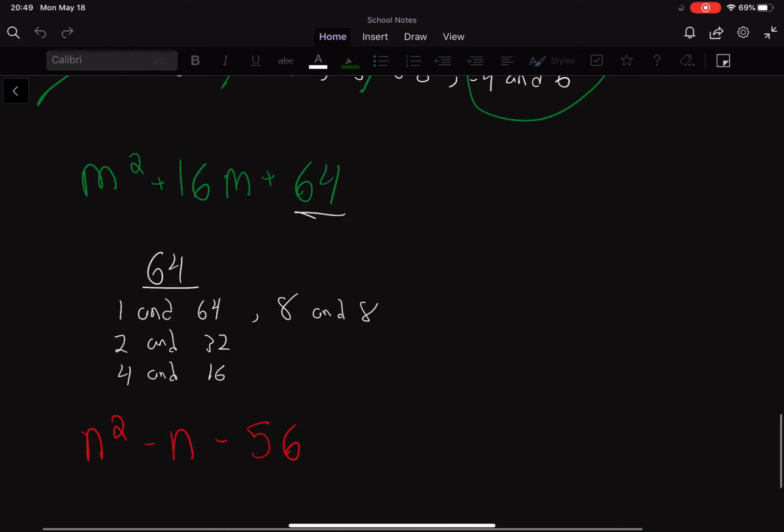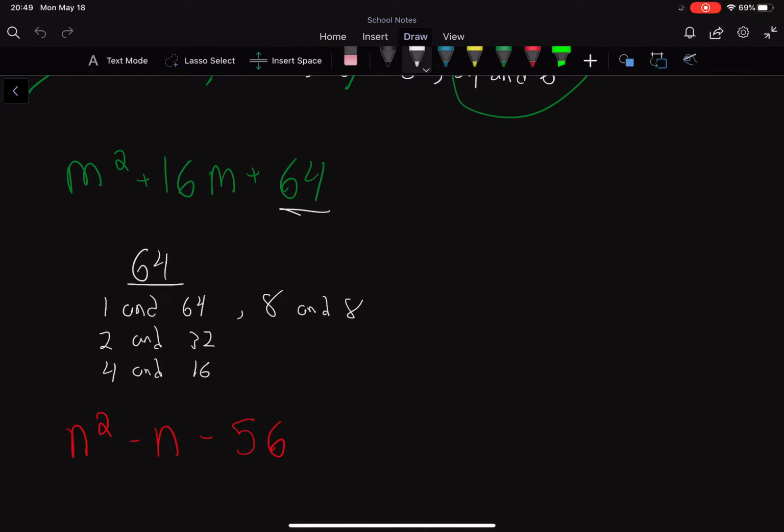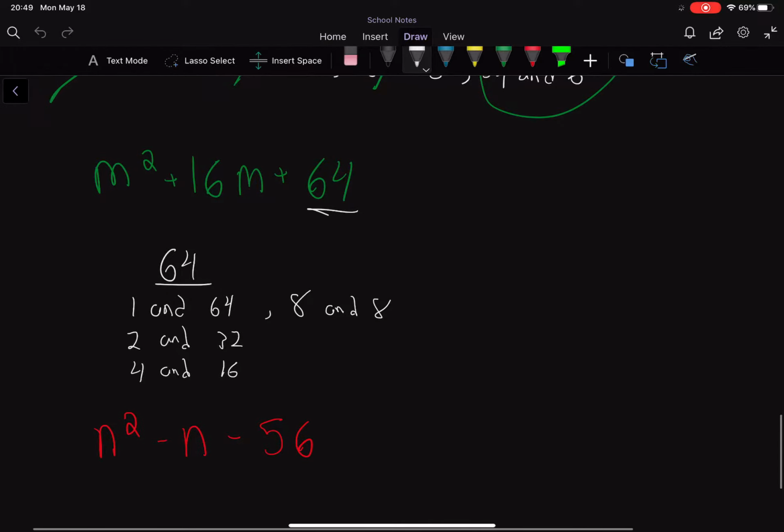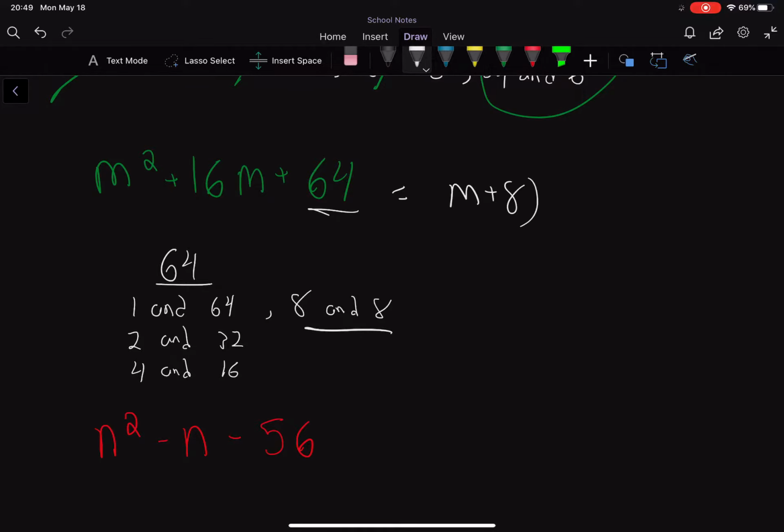So yeah, these are the factors that we have to work with. And now we want to know which of these add up to 16. In this case, we can clearly see that it's going to be 8 and 8. So we're going to have m plus 8 times m plus 8. Well, we could actually simplify this a little bit further. Because they're the same, we can call this m plus 8 squared. And so that ends up being our answer for this one.